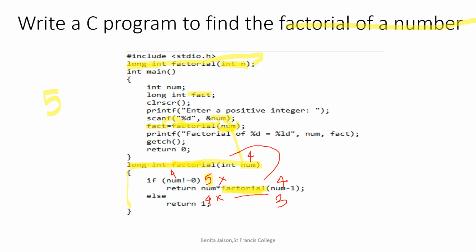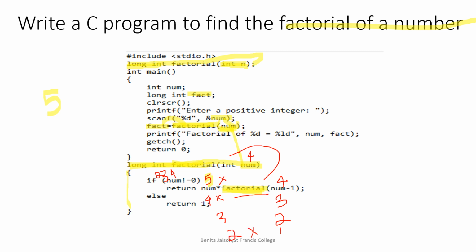Again it will check num is not equal to 0. Now the current value of num is 3. 3 is not equal to 0. Return 3 into factorial of 3 minus 1 is 2. Again it will call factorial of 2. Current value of num will be 2. It will check if num, 2, is not equal to 0. It will return 2 into factorial of num minus 1, that is 1.